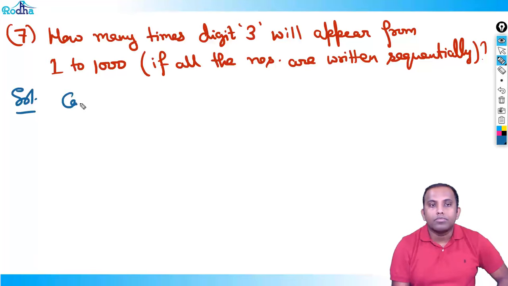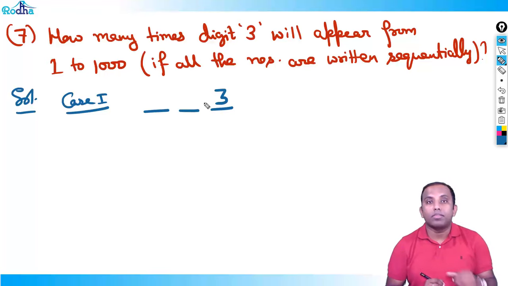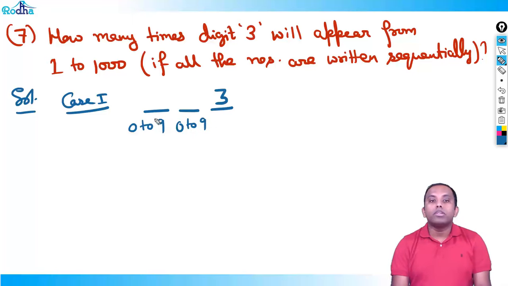I can make case 1 here. What is case 1? Digit 3 is appearing at the units place. So how many such numbers are there where digit 3 is appearing at the units place? Let's fix 3 at the unit place. Now, at the first place, I can take all 10 options from 0 to 9. Understand why, right? From the second place also, I can take 0 to 9 options.